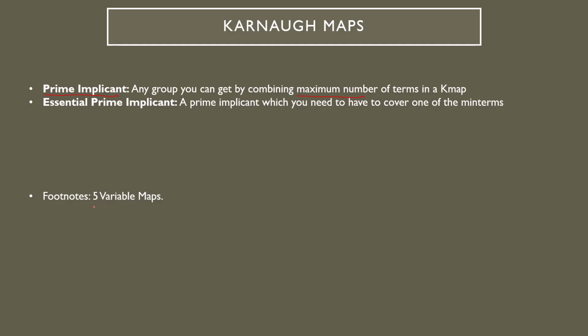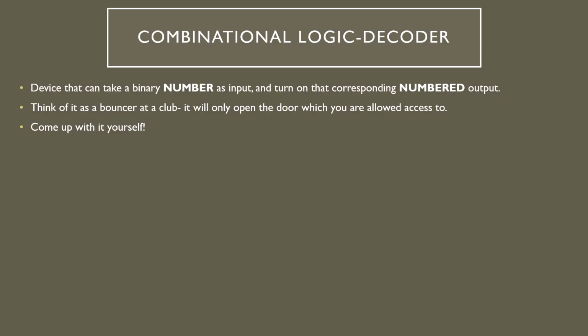A quick footnote, 5 variable maps. Why are we not going over 5 variable maps? I don't think they will come, because they just take up too much time. I doubt they ever put this on an examination paper. It's just simply unnecessary. Though if they do put it, then I've jinxed it. So you're welcome for giving you a free 10 marks. Just go ahead and learn it because I've said it's not going to come.